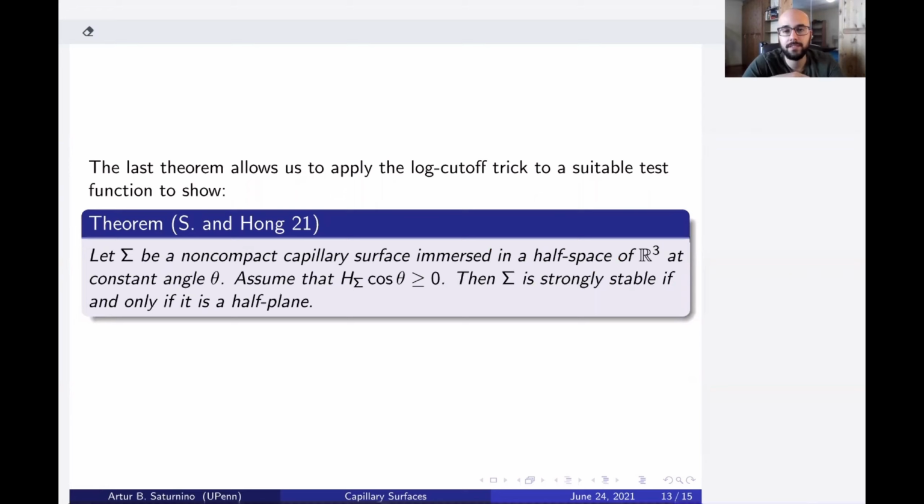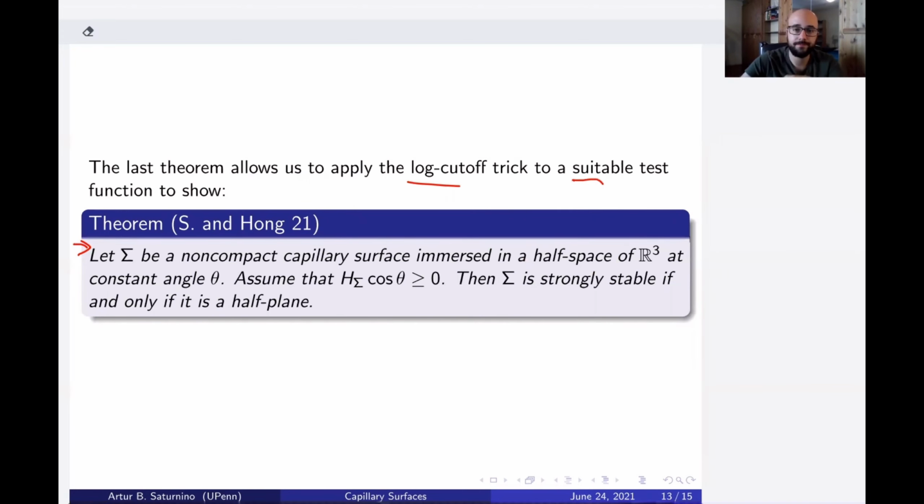So one of the nice things about the structure that we get from the last theorem is that it allows us to apply the log cutoff trick to a suitable test function. And what we do then, we define a suitable test function to show the following result here. So we assume now that sigma is a non-compact capillary surface immersed in a half space of R3 at a constant angle theta.